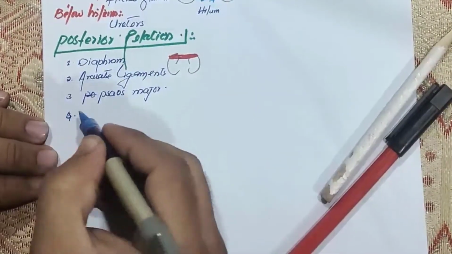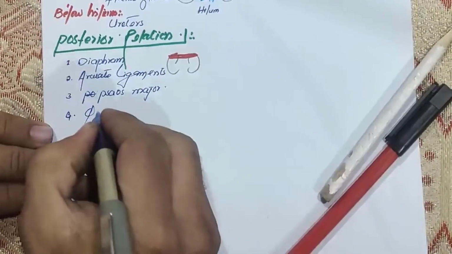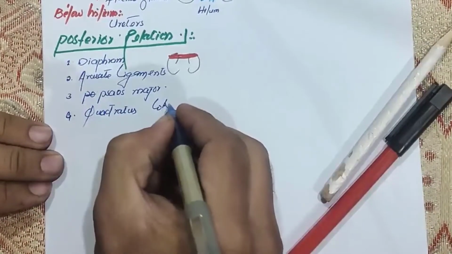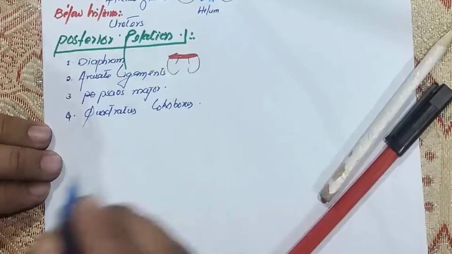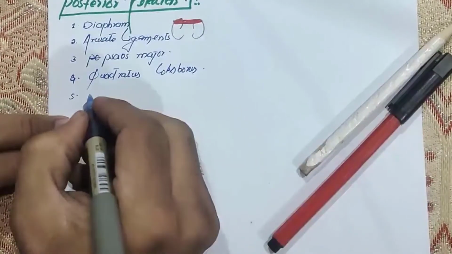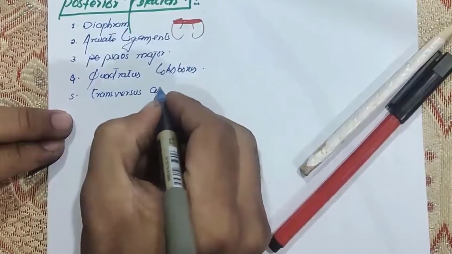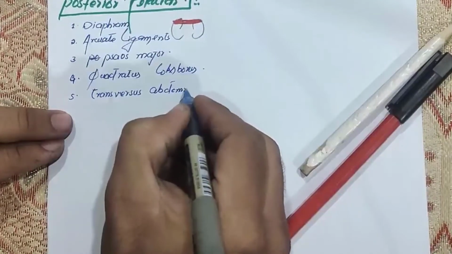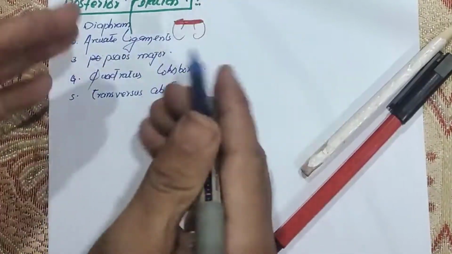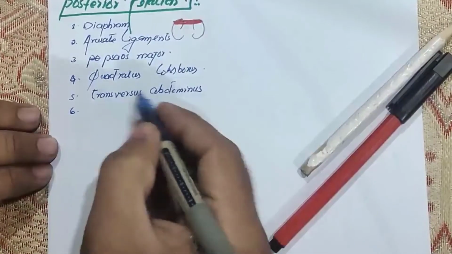Then the fourth thing which is common to both kidneys on the posterior side is the quadratus lumborum muscle. The fifth feature which is common to both on the posterior side is the transversus abdominis. Transversus abdominis is present on both sides, right? On both sides. That's why kidneys are also present on both sides. So we say they are common to both kidneys. This transversus abdominis is common to both kidneys.